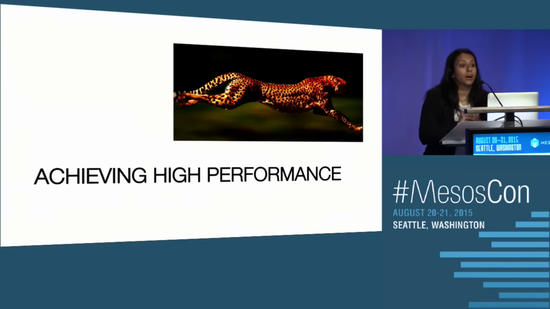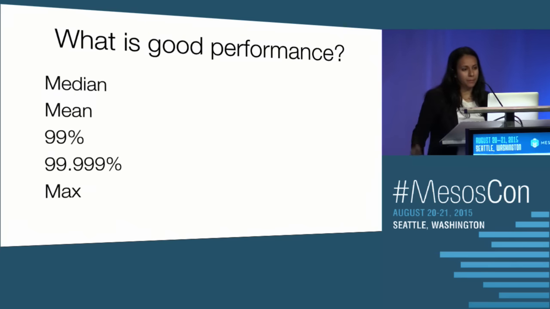So first of all, let's talk about performance, about achieving high performance in our systems. First, we have to have some idea of what it means to have good performance. So usually when we talk about performance, we're talking about throughput and we're talking about latency. Throughput means how many requests can we get out of this resource at the same time? And latency is how long does a request take? But even that isn't quite enough. Those two things are very related, but they often have different performance characteristics.